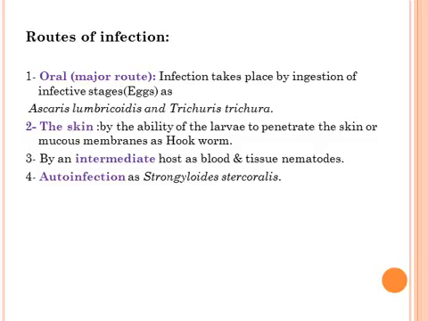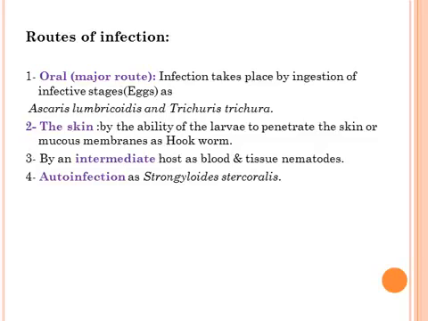3. By an intermediate host, that's found in the second group, blood and tissue nematode. The life cycle needs two hosts: the human and, second, the arthropod or insect or the vector, whose bite causes infection.